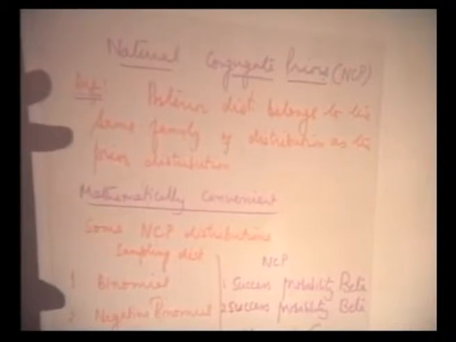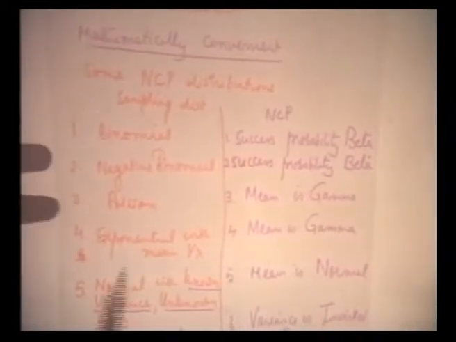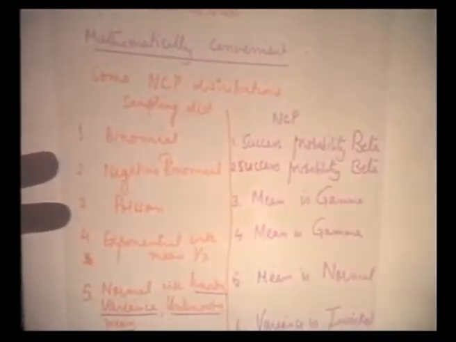So if the posterior distribution belongs to the same family of distribution as the prior distribution, this is known as the natural conjugate prior. Well, as you can see, they're mathematically convenient. What else? Well, I've listed out here some natural conjugate prior distributions, depending on what sampling distribution you have. What is a well-known or useful natural conjugate prior which makes your life simpler?